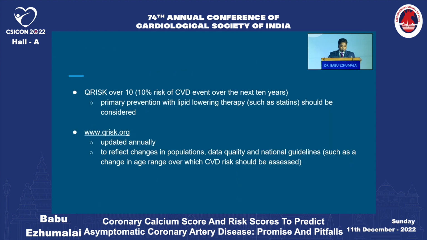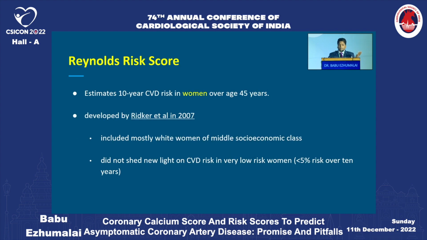And if the score is more than 10, that means the risk of developing CVD is more than 10%, and primary prevention like lipid lowering therapy, a statin, has to be started. And it is updated annually, every year, on the website.